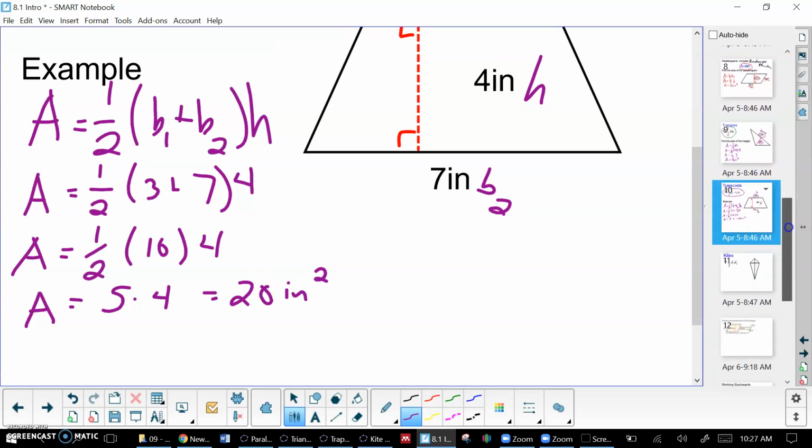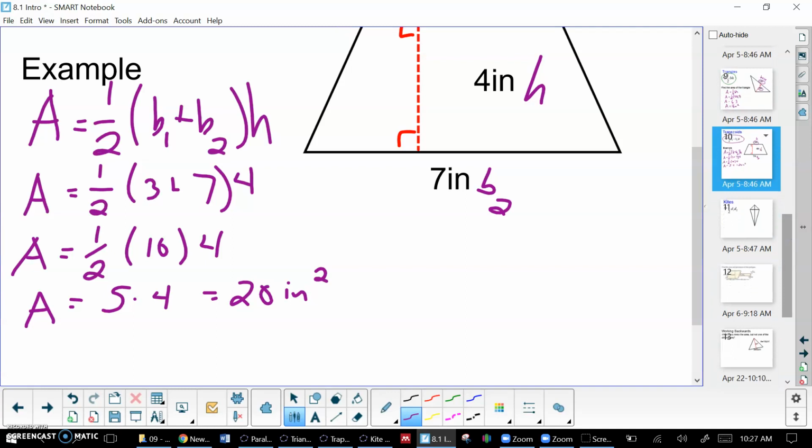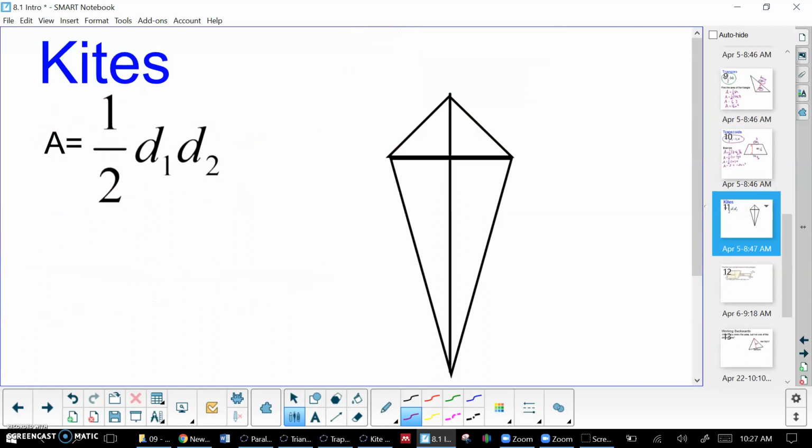Okay, we got one more shape to talk about here, and then we'll do a few more examples together. So the last shape we're going to talk about today is a kite. Now I have the formula for a kite up here. It's 1/2 times diagonal 1 times diagonal 2.